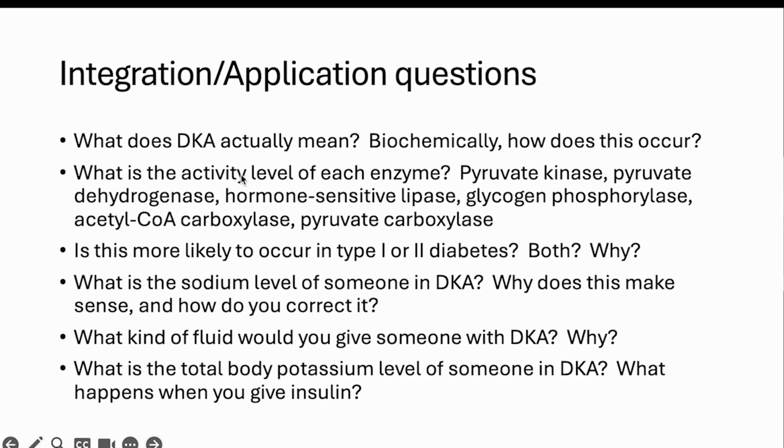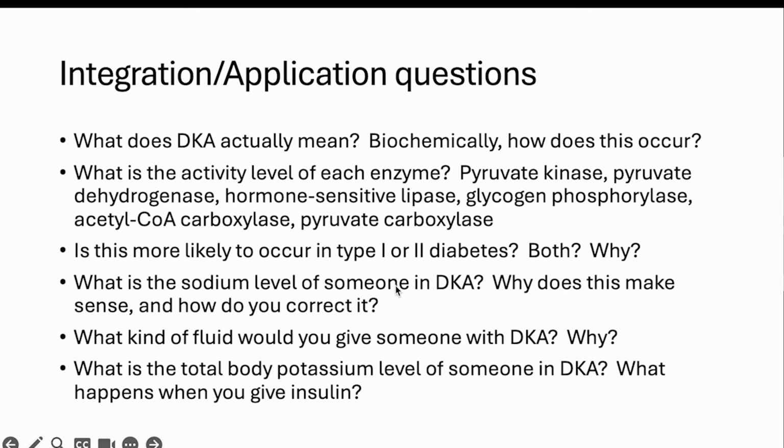We're also going to talk about the activity level of each of these different enzymes. This is something that can sometimes come up even in biochemistry for Step 2. In particular, it comes up in the case of pediatrics, so we're going to cover this. And then also talk about why it's more likely to happen in type 1 diabetes as opposed to type 2, right? Since it's really about insulin deficiency. And so this is why it's a really important thing to know for pediatrics.